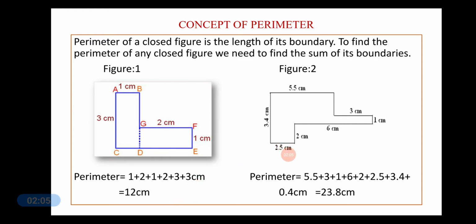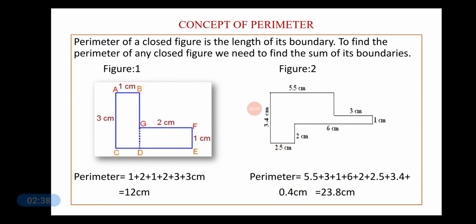Take this figure. The values of the sides are given as 3.4 cm, 5.5 cm, 3 cm, 1 cm, 6 cm, 2 cm and 2.5 cm. But this side is not given to you. So how will you find it? This is given as 2 cm. This is 1 cm. So 2 plus 1 is 3 cm and this total is given as 3.4 cm. So the value of this part will be equal to 0.4 cm.